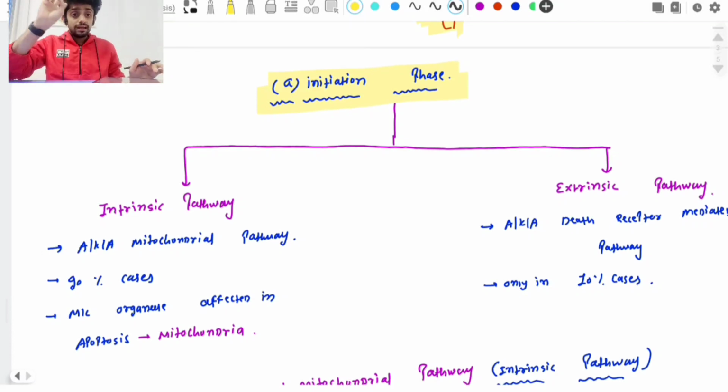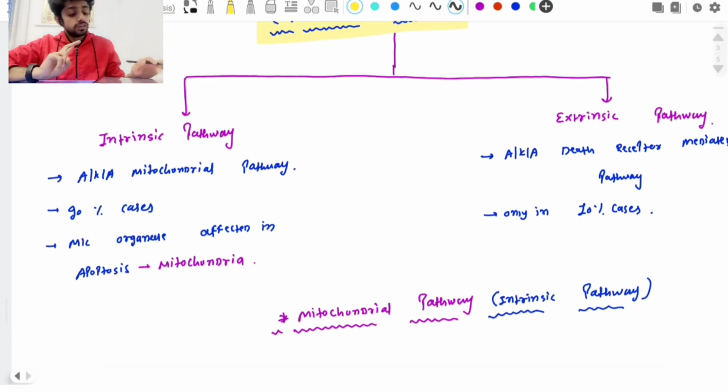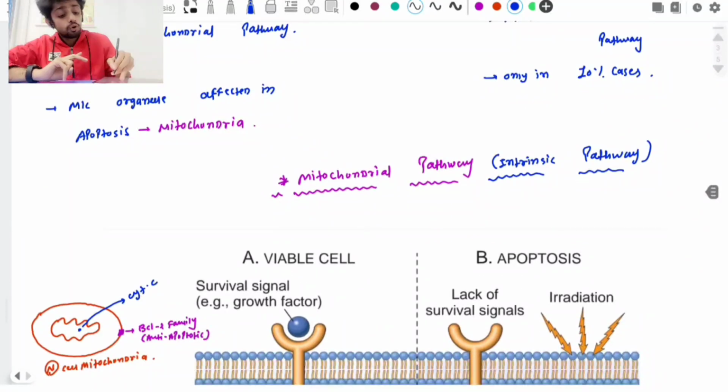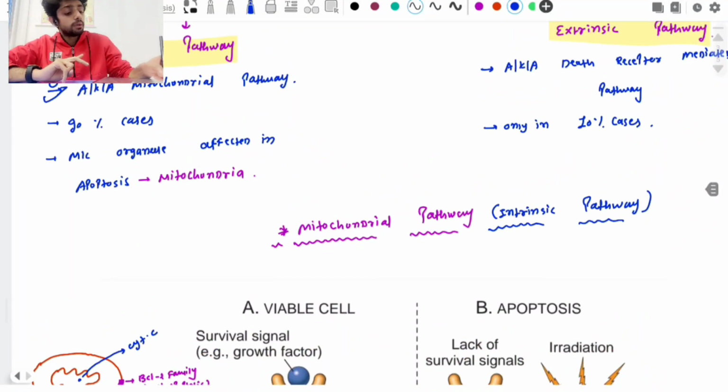Normally the initiation phase occurs by two pathways that can lead to the activation of the common pathway, the executional phase. The two pathways are the intrinsic pathway and the extrinsic pathway. What is the meaning of the intrinsic pathway? The intrinsic pathway is also called the mitochondrial pathway. With the help of mitochondria this pathway occurs, and most cells undergo apoptosis by which pathway? The intrinsic pathway, in 90% of cases.